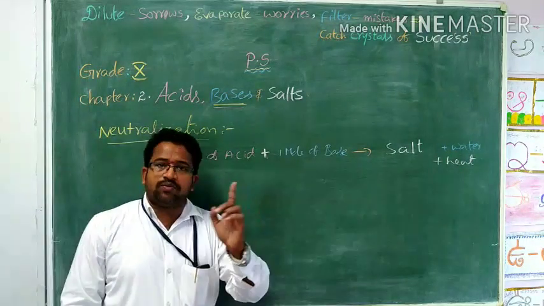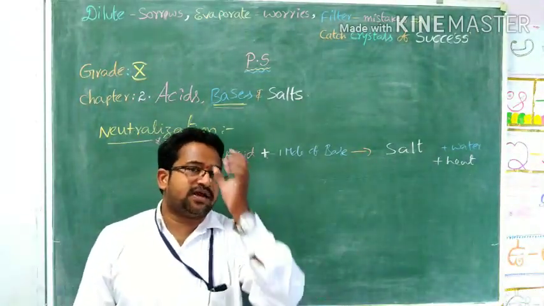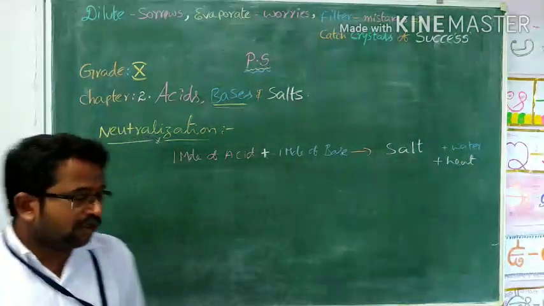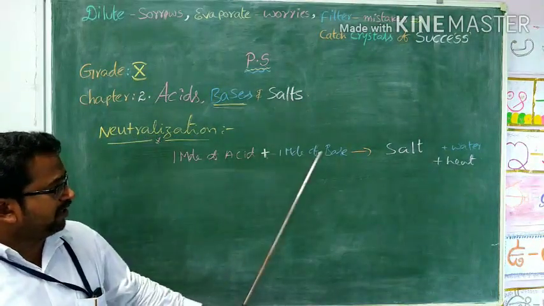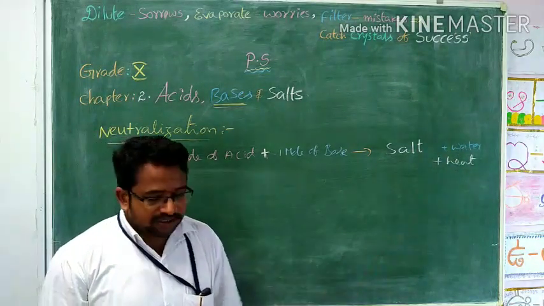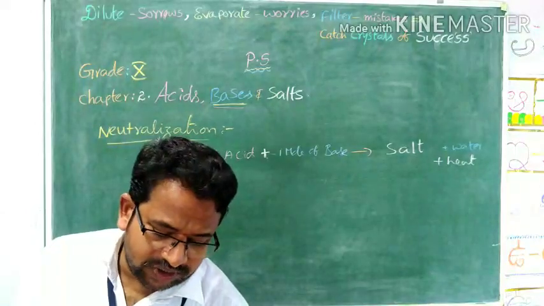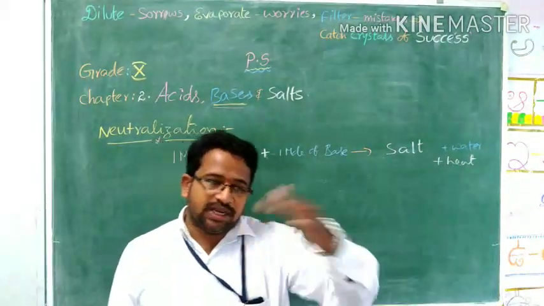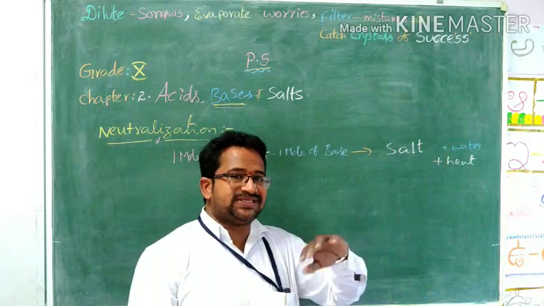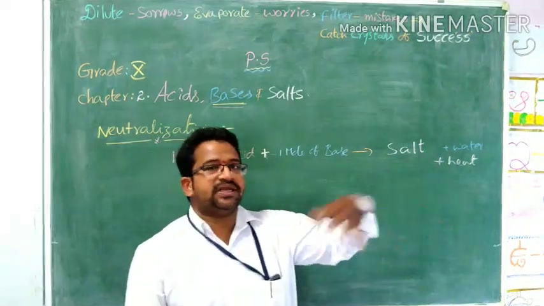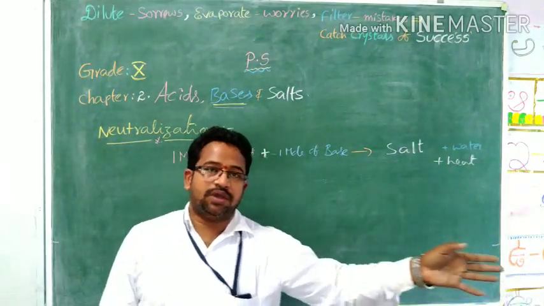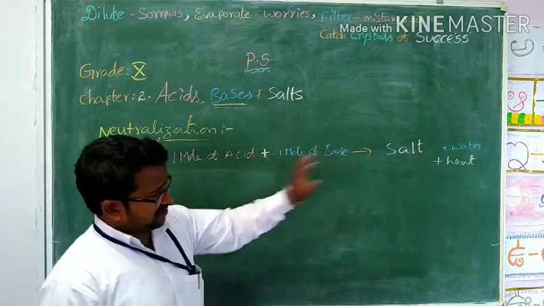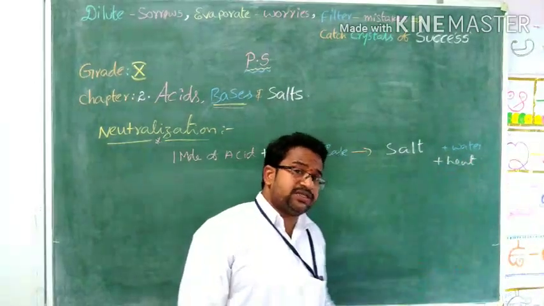Let us see it once again. When 1 mole of acid combines with 1 mole of base, it produces salt and water. Besides this, some amount of heat energy is released. The chemical reaction which is accompanied by the release of heat energy is called an exothermic reaction. Exo means going out, sending out. Here also heat is being sent out, so neutralization is called an exothermic reaction.